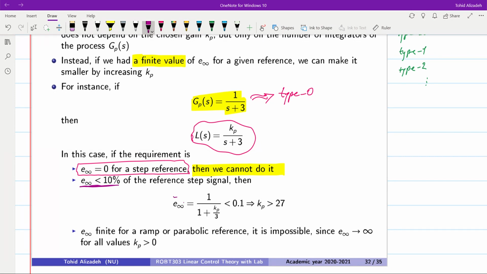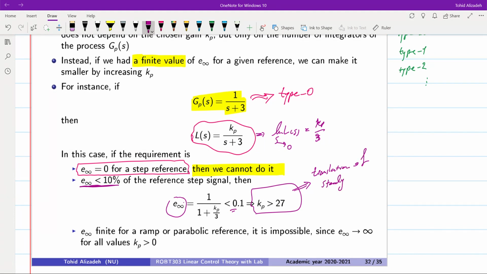We can say that steady state error is equal to 1 over 1 plus Kp over 3. So limit of L of S as S goes towards 0 is equal to Kp over 3, where Kp is the proportional gain. And then this should be smaller than 0.1, and out of that we can say that Kp should be bigger than 27. So this is, in some terms, the translation of the steady state requirement.